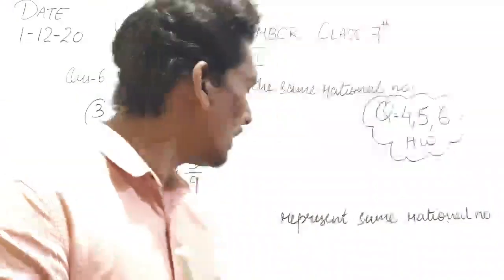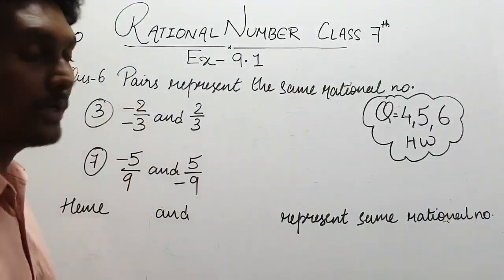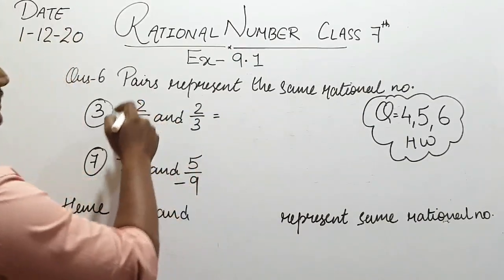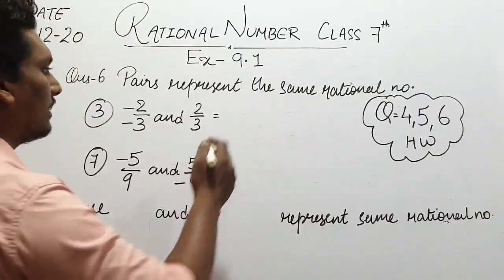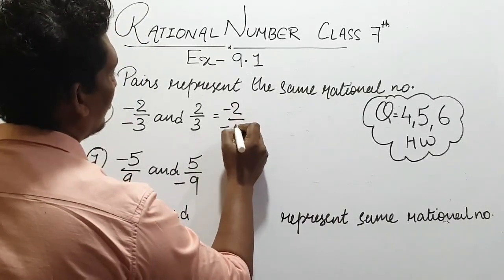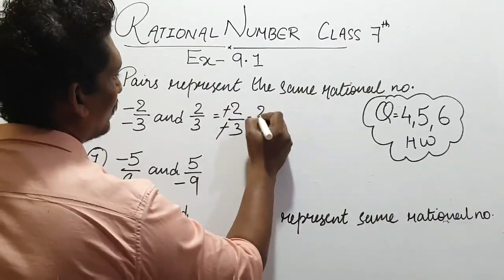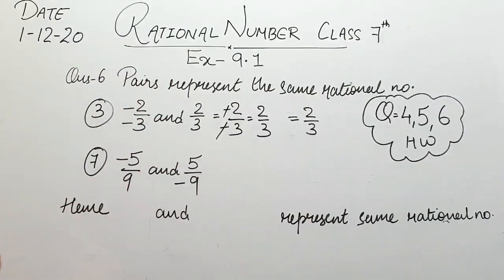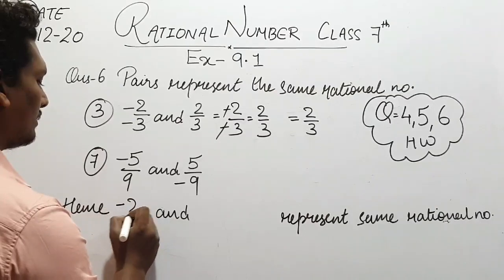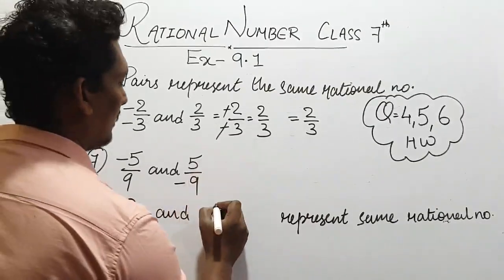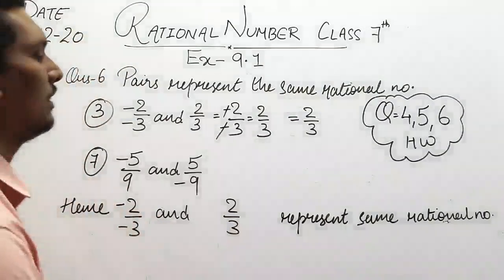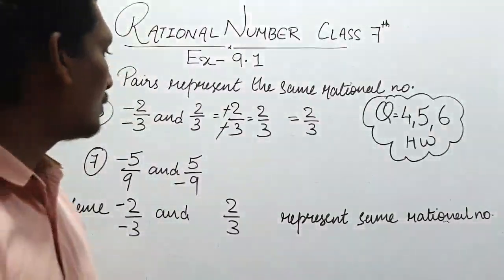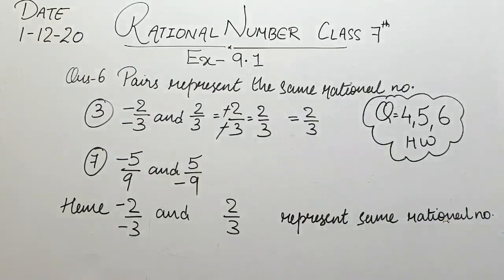Okay, now come to question number 3. The question is -2 by -3 and 2 by 3. How to solve this? First we are going to cancel the sign, because two negative signs are there, we can cancel them. So -2 and -3 get cancelled, it will become 2 by 3, and that is equal to 2 by 3. So hence -2 by -3 and 2 by 3 represent the same rational number. Okay, it was very easy. Just go through it.